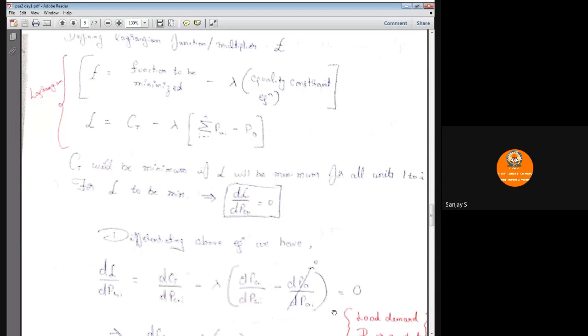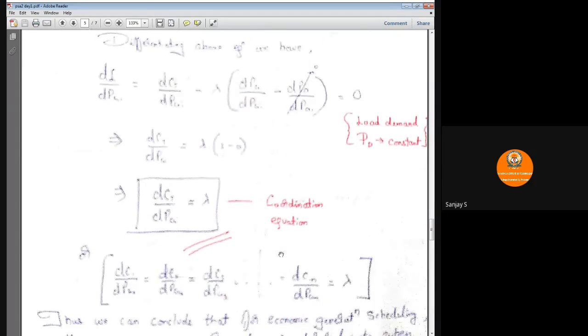I am going to differentiate PD, which is the demand, with respect to PGI. Demand basically will be constant at any point of time. So whenever you differentiate a constant, you get 0. So ultimately, the equation reduces to dCt by dPGI is equal to lambda into 1 minus 0, which is nothing but 1 itself. So dCt by dPGI is equal to lambda. This equation is called as coordination equation. This is very, very important. This is called as coordination equation.